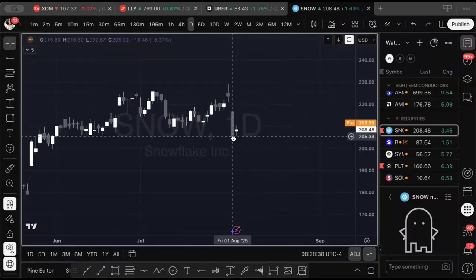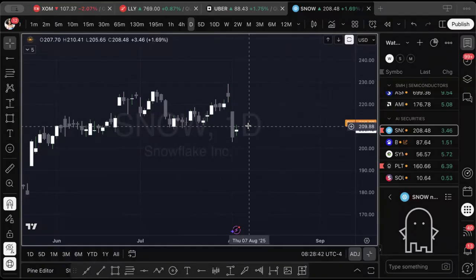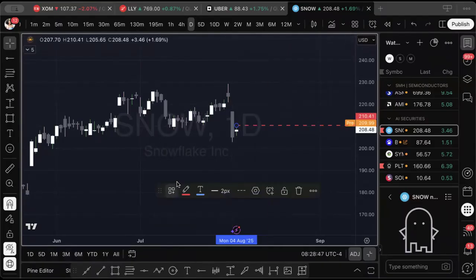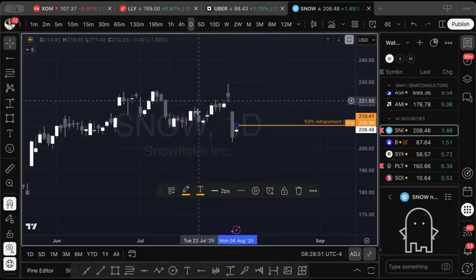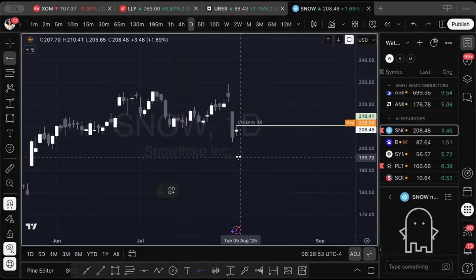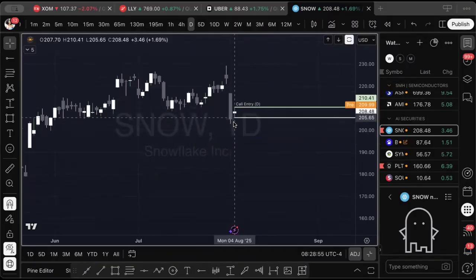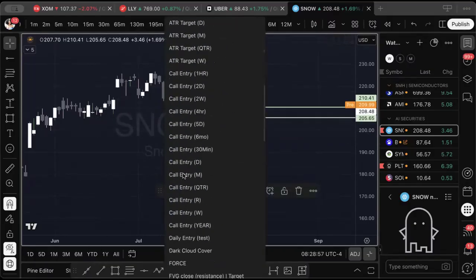Also, per the strat, we do have an inside candle on the daily time frame, since this is what we're looking at. So we're going to go ahead and chart this out. So we have our call entry here off of this particular inside candle. So let's go ahead and put call entry on the day. And then to the downside, we have our put entry. So let's go ahead and put entry on the day.